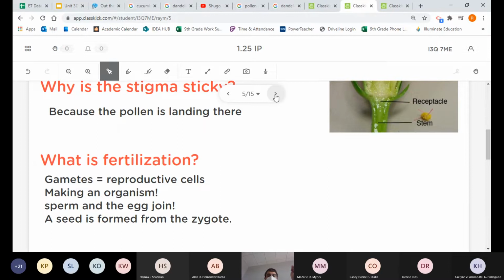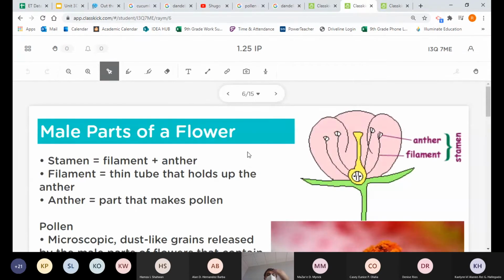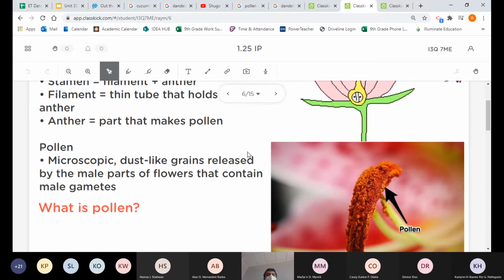Okay, then let's keep on trucking. We talked about the female parts. Now we're going to be talking about the male parts. So like I said, stamen, pretty easy to remember. Men, like man. So that's going to be the filament and the anther. And the anther, of course, is the part that makes the pollen.